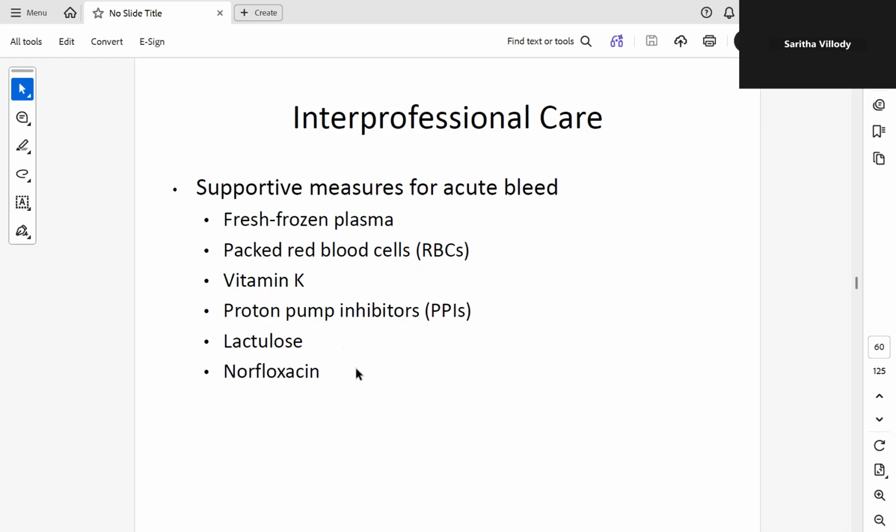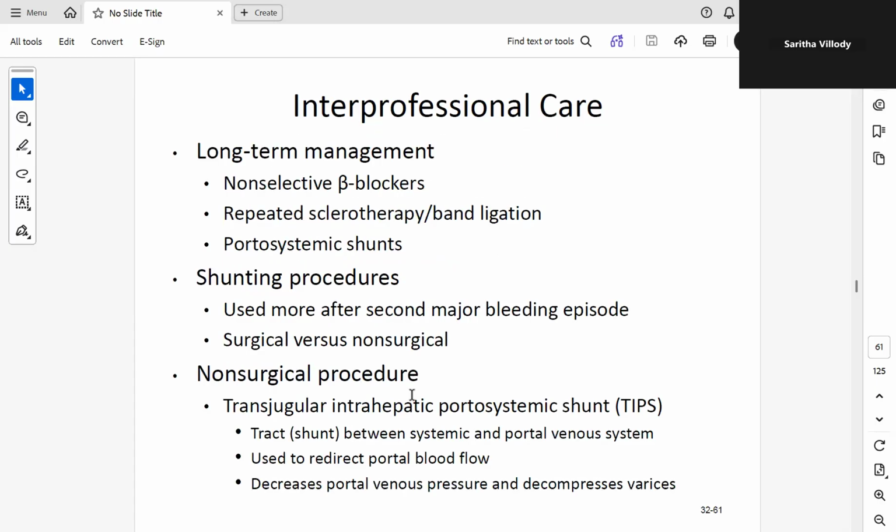Certain antibiotics like norfloxacin and rifaximin are found to be effective in reducing ammonia. We don't know the exact mechanism of action. I've checked with the gastroenterologist once and he said, well, we don't know the exact mechanism of action, but it helps. So it helps.